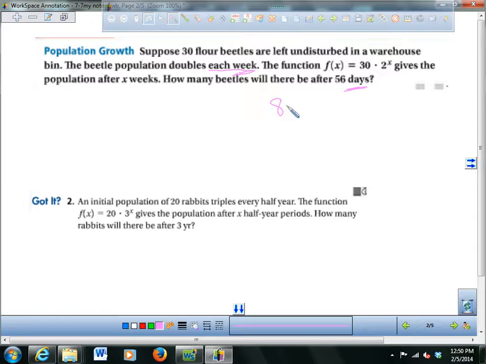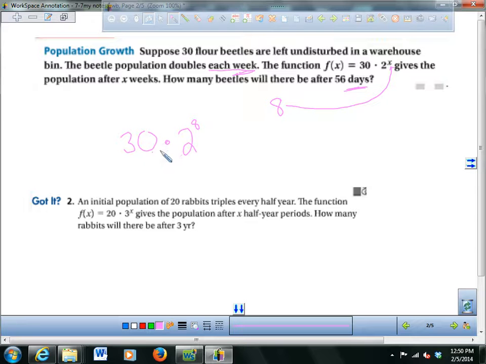Do you raise 30 to the power of 8? No, you plug in 8 up here. You see? Okay? And so you start with 30 times 2 to the 8, because it's doubling 8 times. So just to show you what this is, 2 to the 8th.